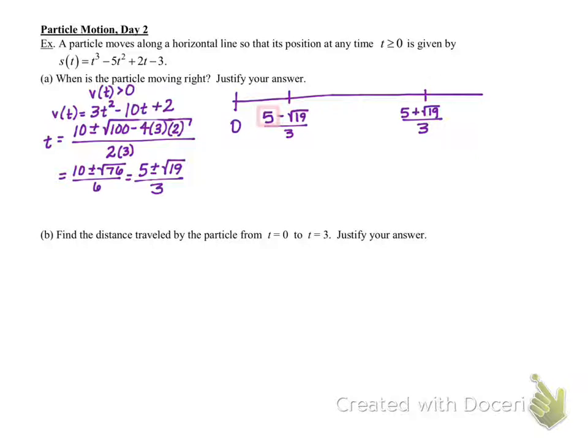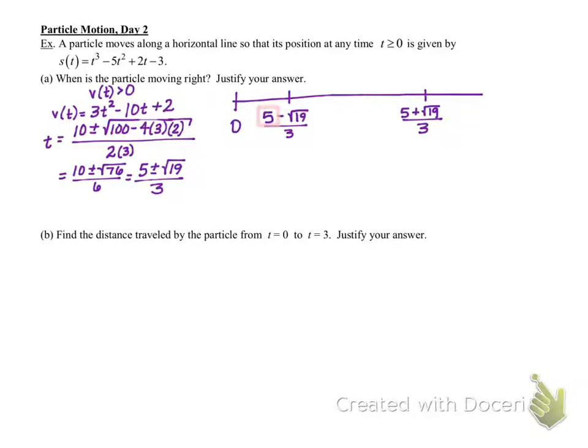Then over here, you have the square root of 25 plus the square root of 19. And the square root of 19 is bigger than 4, but it's smaller than 5. Because the square root of 16 is 4, and the square root of 25 is 5. So it's somewhere between 4 and 5. So we've got 5 plus, let's say 4.5 over 3. That is a number that is bigger than 2. So we know that that's bigger than 2. That's all we really need to know.